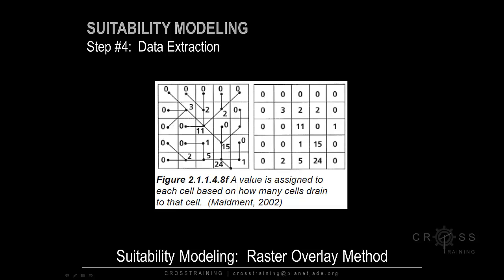Flow accumulation will calculate how many cells drain into each cell. And we can kind of see this in figure 2.1.1.48G, how this might be done. So we see here a value is assigned to each cell based on how many cells drain to that cell. So over here we have a 0 because nothing drains to that cell. We have a 3 over here because this one and this one drain to that cell. And we can begin to see, for example, this one here has 15 draining to it.